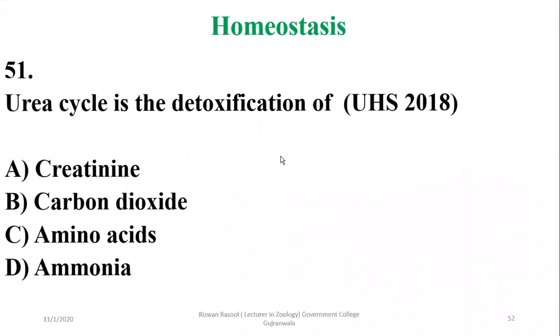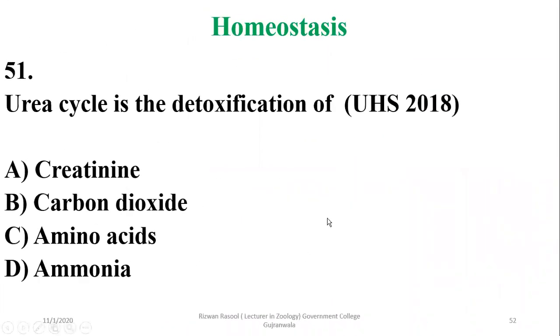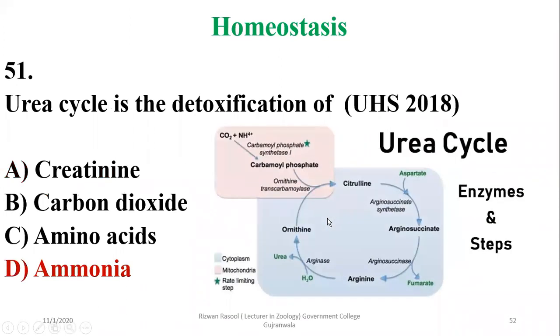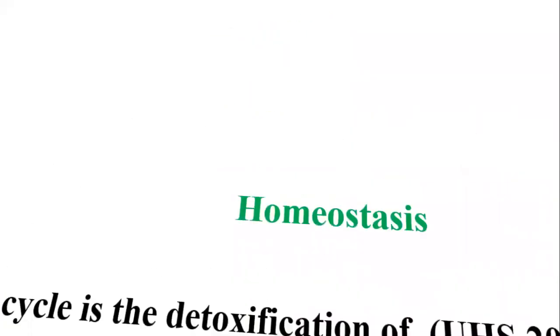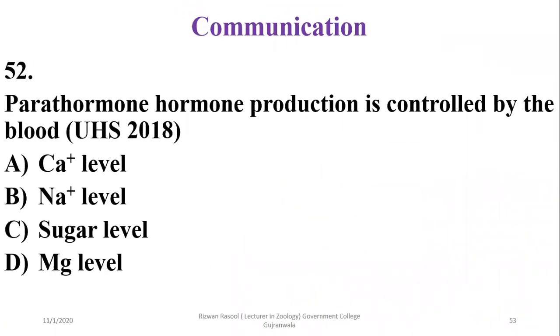Number 51, urea cycle is the detoxification of ammonia into its less toxic form, that is urea, and it takes place in the hepatocytes or liver cells.